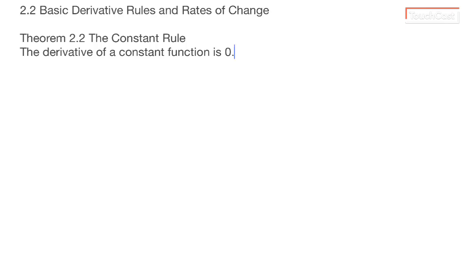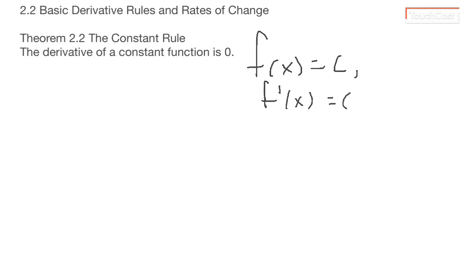What that really means is, say we have a function f of x, and it's equal to c, and c is just some number. Could be 4, could be 2. Doesn't really matter. Then the derivative f prime of x is going to equal 0 all the time. We're also going to look at another theorem before we look at any examples.